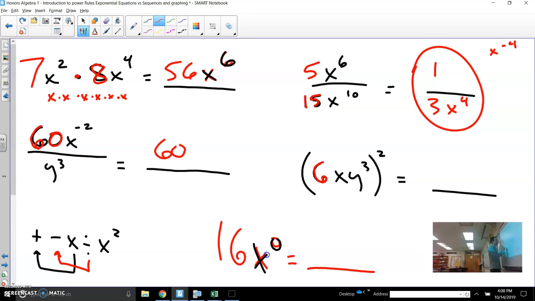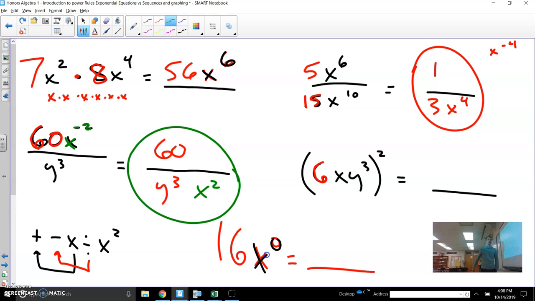60 doesn't change, y to the third doesn't change, but this whole x to the -2 thing, this can be represented with a positive exponent if I was to move it to the opposite side and change its power to be a positive. Okay? Just like we were talking about in class, 3 squared is 9, but 3 to the -2 would be 1/9. So instead of multiplying by 3 twice, you're really dividing by 3 twice. So that's where negatives come in.